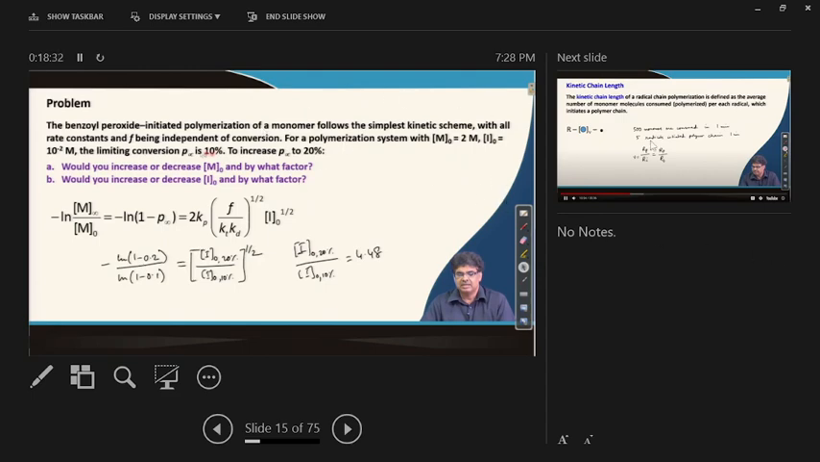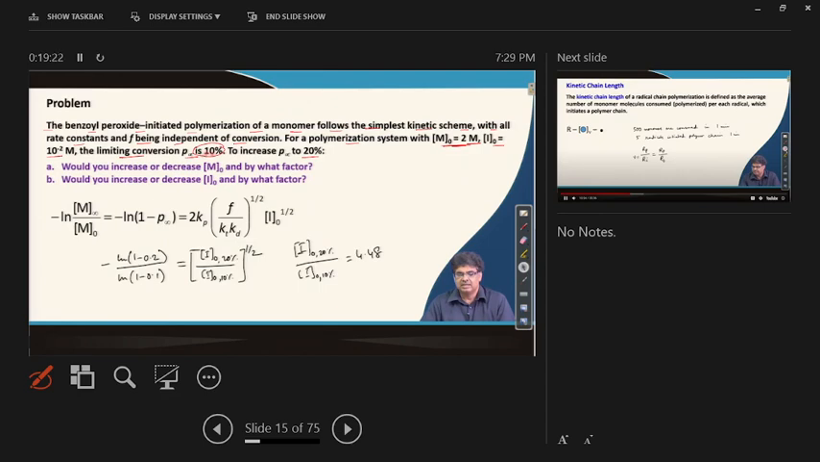See here, what this problem is asking is: the benzoyl peroxide initiated polymerization of a monomer follows the simplest kinetic scheme, with all rate constants and f being independent of conversion. For a polymerization system with M0 equal to 2 and I0 equal to 10 raised to power minus 2, the initial concentrations, the limiting conversion P infinity is 10%. We need to increase the limiting conversion to 20%, so we are going to increase conversion from 10 to 20%.